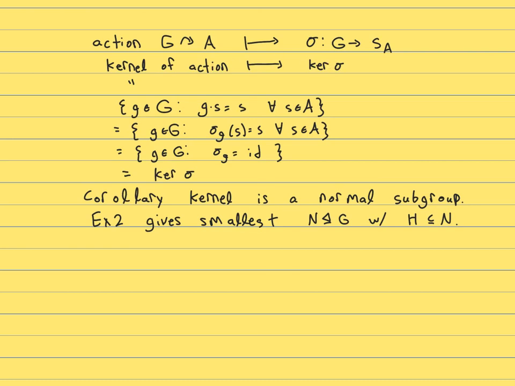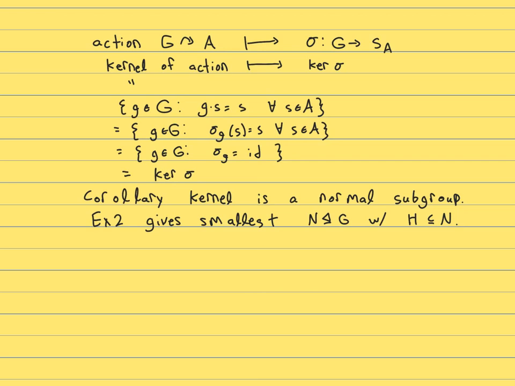Why is that? Because we define the kernel of an action to be those group elements that fix every element in A. Under our definition of this homomorphism, that means sigma sub g of s is equal to s for every element s in A. But by definition, that means sigma of g is just the identity permutation. But that's the definition of the kernel. The kernel of a homomorphism is a set of elements that your homomorphism maps to the identity element in your codomain group.